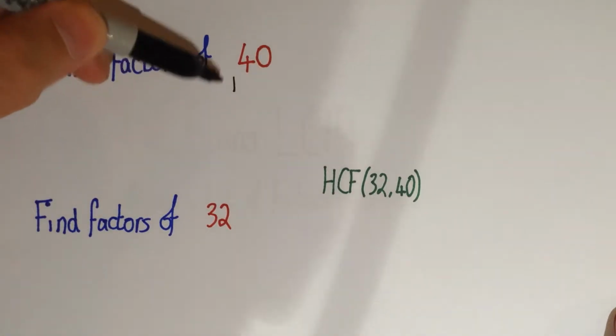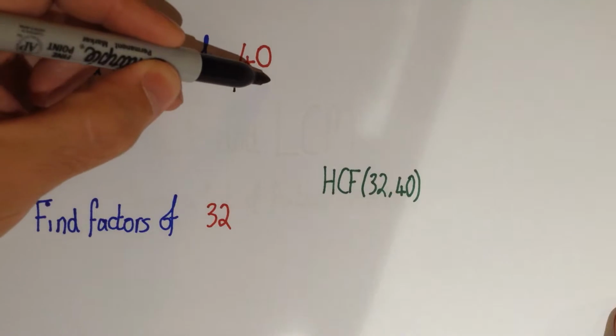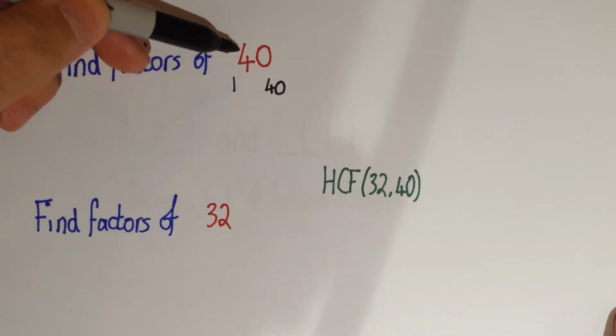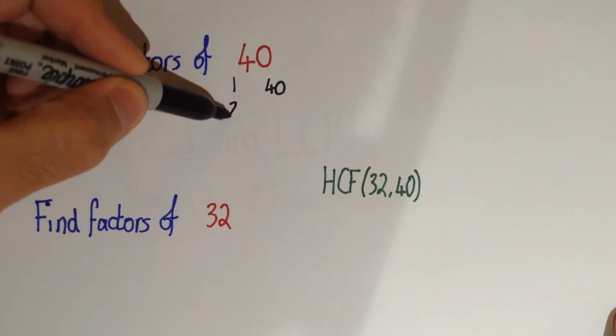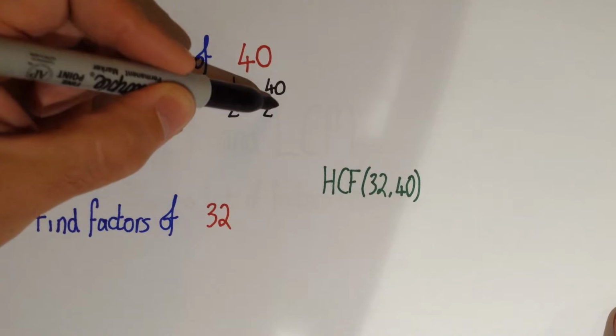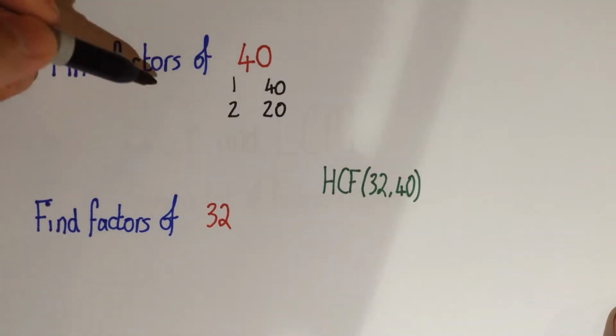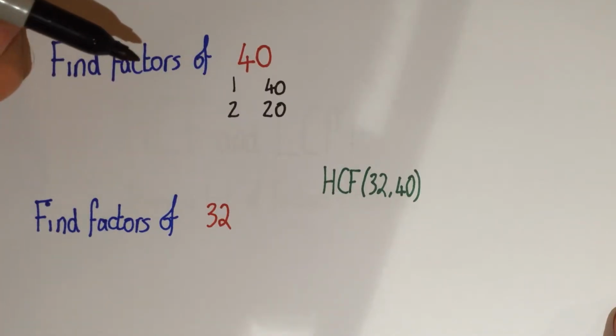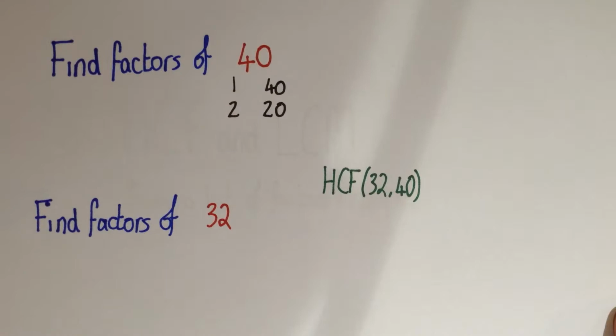How many times does 1 go into 40? That's 40 times, so how many 1s would you need to make 40? Does 2 go into 40? That's the next number we try. It does, and it goes in 20 times. So 2 times 20 is 40. We next try 3, because we've done 1, 2. Does 3 go into 40? Well, 40 isn't in the 3 times table, so I don't write 3 down.